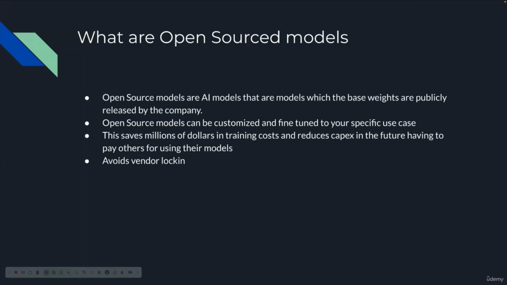Open source models are AI models whose base weights are publicly released by the company and can be customized and fine-tuned for your specific use case. Think of this as an AI model which you can download and then continue training based on your specific data. The base version of the AI model is released publicly and you can iterate upon it for free.